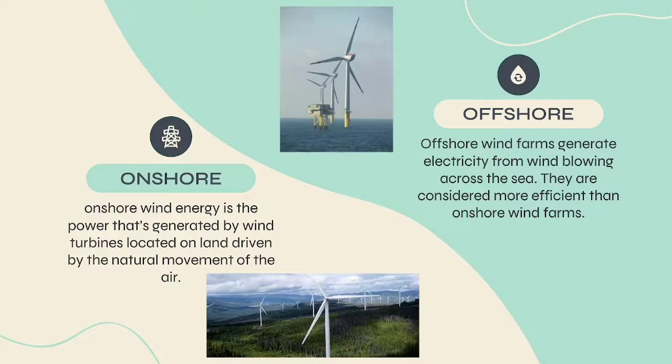So basically, there are two types of wind power bases: onshore and offshore. Onshore wind energy is the power generated by wind turbines located on land, driven by the natural movement of the air. And offshore wind farms generate electricity from wind blowing across the sea. They are considered more efficient than onshore wind farms.